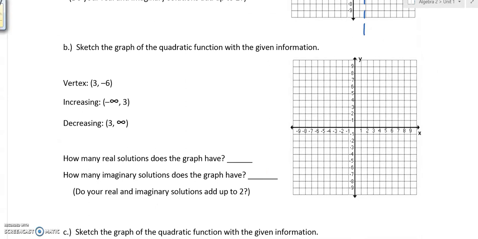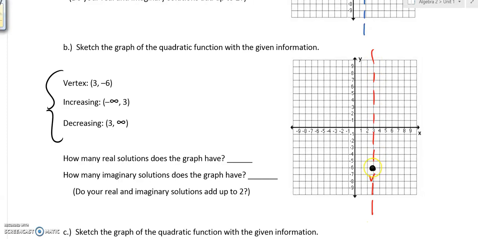Problem B. Same information, but different numbers. My vertex is at 3, -6, so I'm going to go over 3 and down 6. I'm going to label that my vertex, and I'm going to do my dotted line here because that's kind of the center of my parabola.